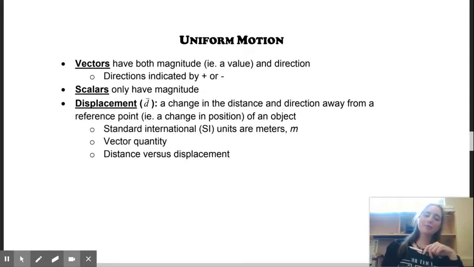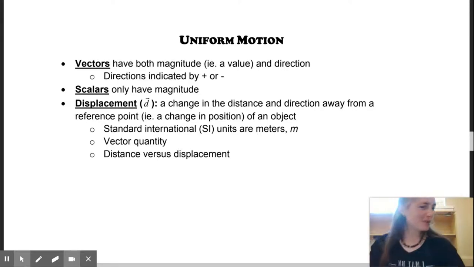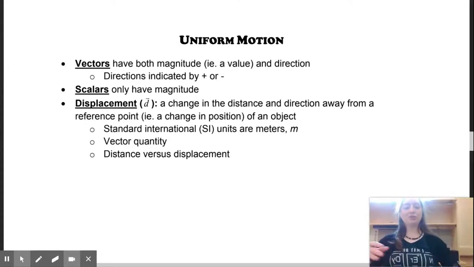So, today we're going to be looking at uniform motion. This is the first topic of actual Physics 20. No more review. We're jumping into it. Now, some of these equations you will have seen before.